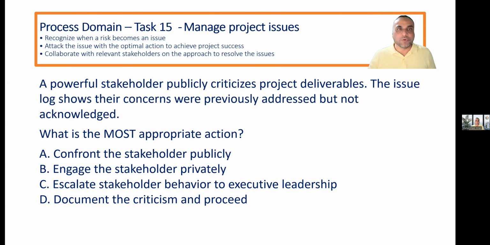A powerful stakeholder publicly criticizes project deliverables. The issue log shows their concerns were previously addressed, but not acknowledged. It means you are doing the thing, but you are not taking care whether they agree with what you are doing. What is the most appropriate action? Confront the stakeholder publicly, engage the stakeholder privately, escalate behavior to executive leadership, document the criticism and proceed. So yes, the better answer is we need to discuss things privately, not publicly.